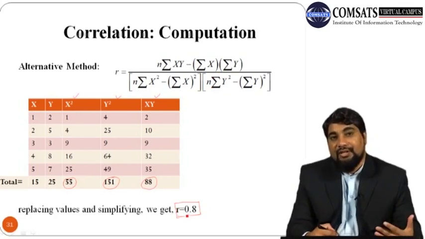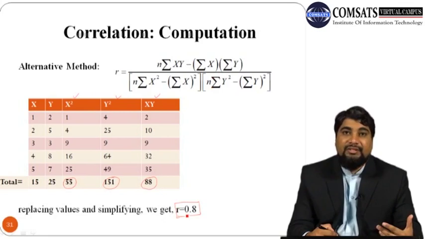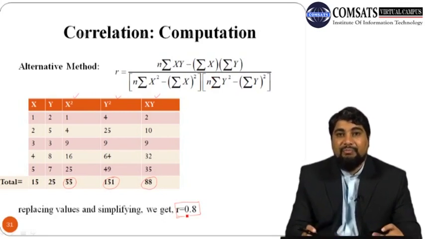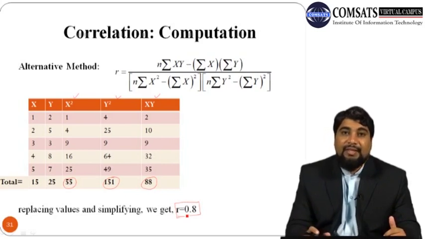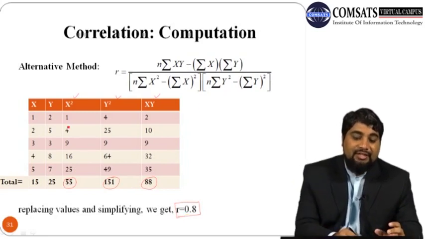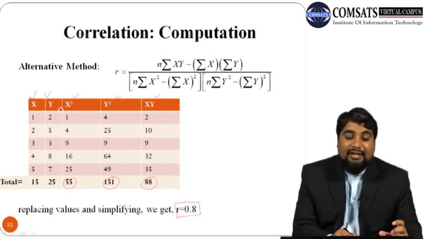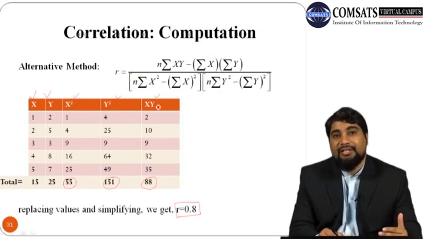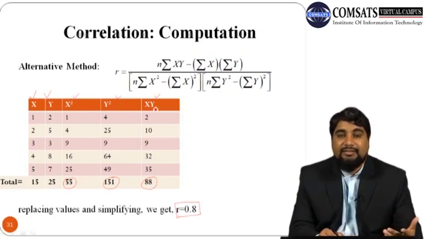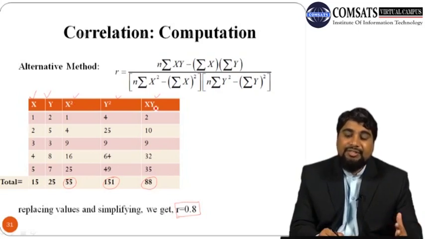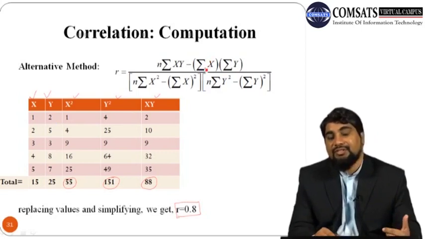So whether you use the first version of the formula or this version, it will make no impact on the results. The end results will be the same. It's up to you which formula you like to apply. But if the values of both variables x and y are very large, then squaring and finding products is comparatively not so convenient. In that case you need to use the deviation form. But if you have small values, then simply use this formula.